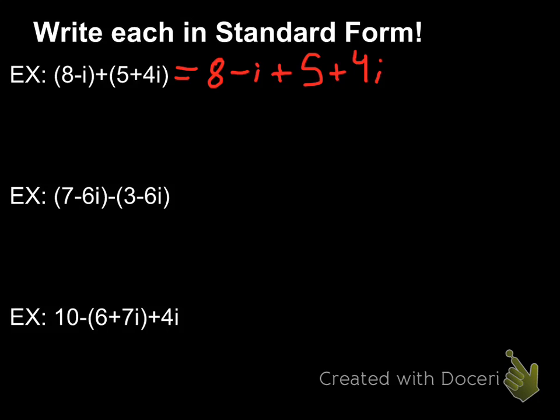We can combine those. So what is 8 plus 5? 13. And what is minus 1i plus 4i? 3i. Yeah, 3i. We can almost treat it like a variable a little bit. So plus 3i. In this case, it behaves like 1. So 13 plus 3i. So the next one, 7 minus 6i minus 3 minus 6i. I think we better change this.